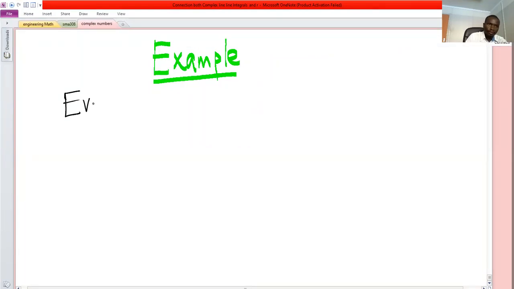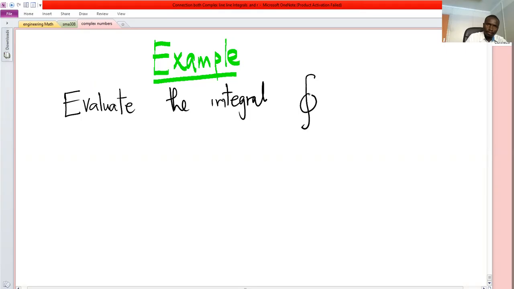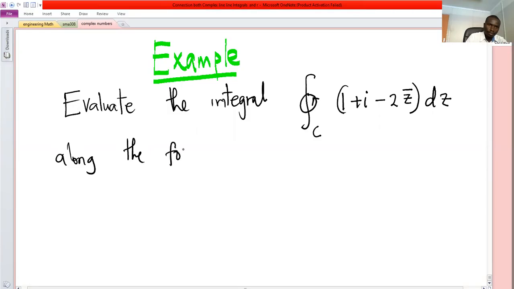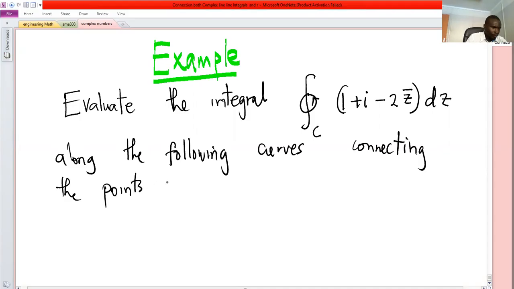Evaluate the integral along the curve C, (1 + i − 2 z̄) dz, along the curve connecting the points z1 equals 0 and z2 is 1 + i.